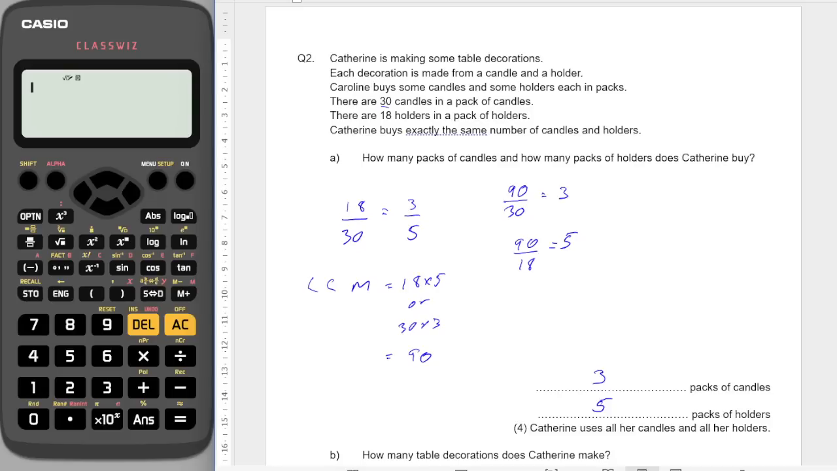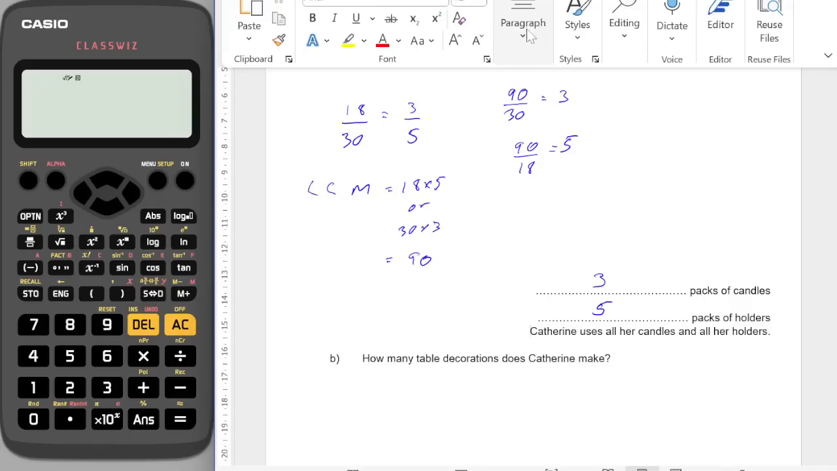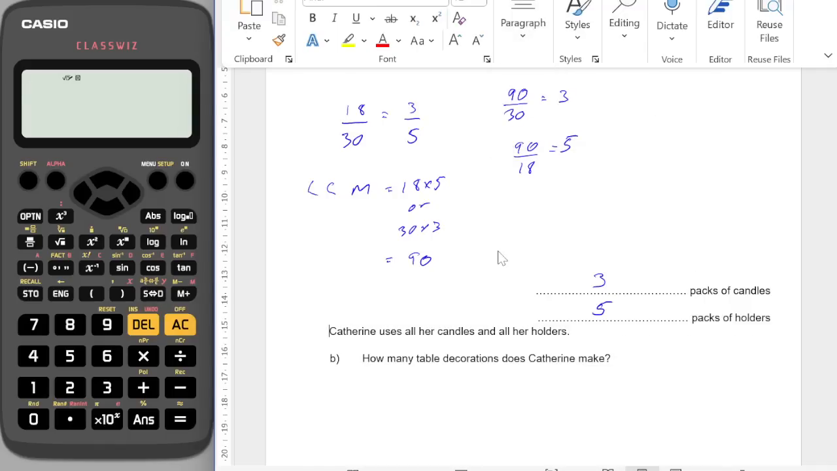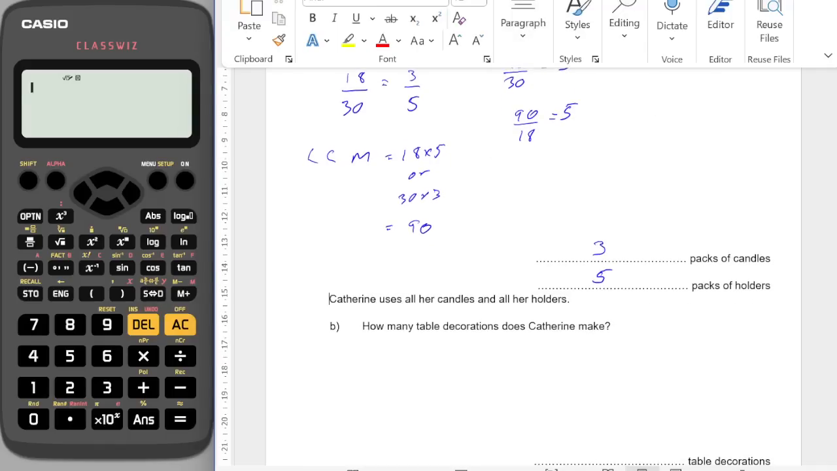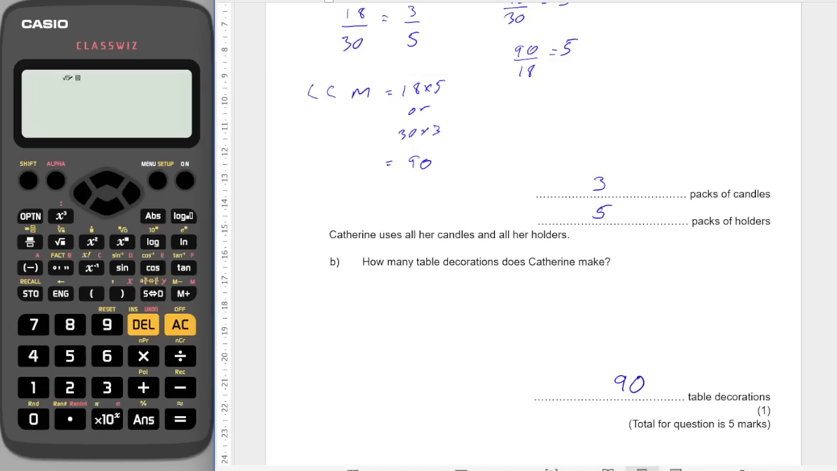Okay, the next bit of information: Catherine uses all of her candles and her holders. How many table decorations does she make? Well, that's the lowest common multiple that we worked out over here, so that would be 90.